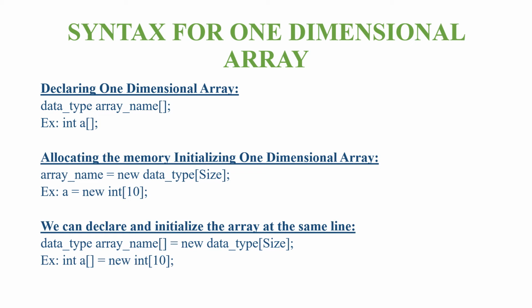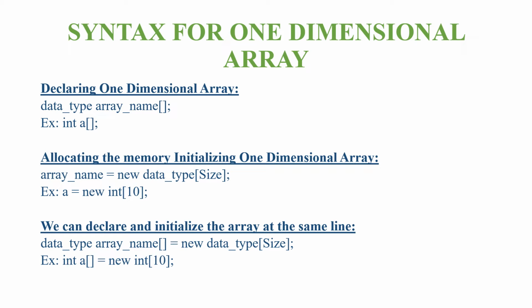Next we will see about initializing the one-dimensional array. The syntax is array name, new, data type and inside square bracket size. Example, I can say a is equal to new int 10, where a is the array name, int is the data type, and I am declaring the size as 10. So this is the syntax for initializing the array.